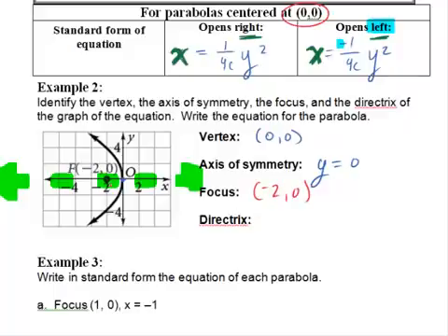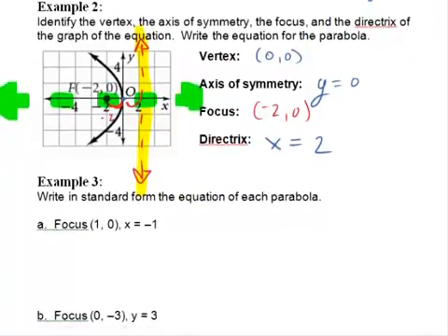Directrix is not, but again, we know the c value. C value here is -2 because it's vertex to focus. Vertex to focus is -2 units, which means it has to be the same units in the other direction for the directrix. So there's our directrix running here, which means that it is at x equals +2.